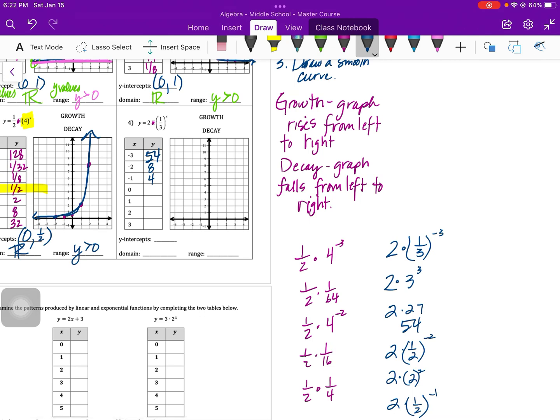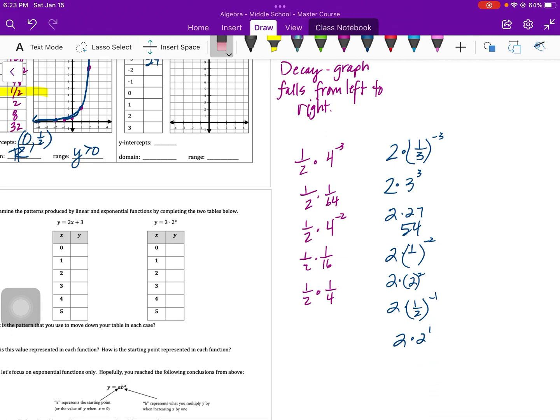Okay, should hopefully get easier from here. Oh, darn it, I did a half instead of a third. I got to go back and fix my math, guys. That first one is correct. The second and third one are not. You probably caught that before I did. So let me fix this really quick.